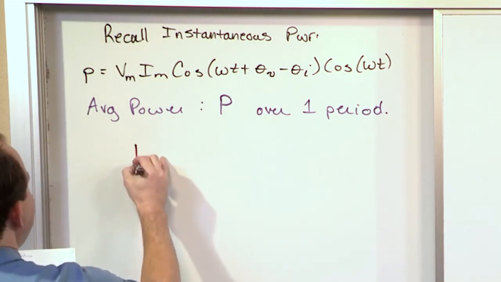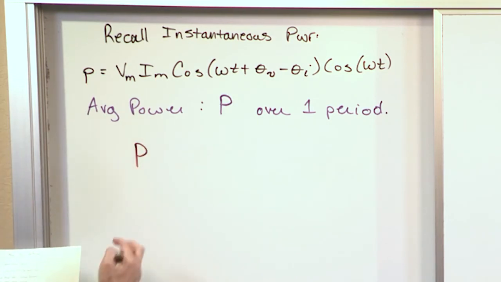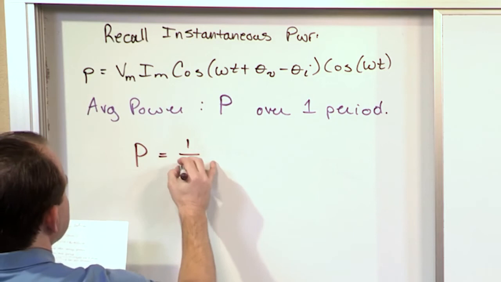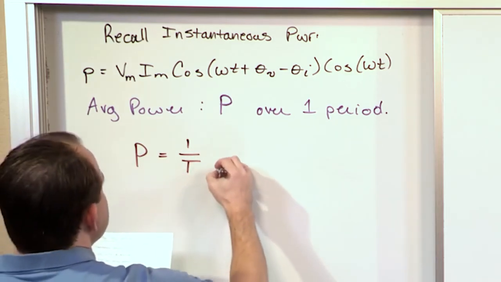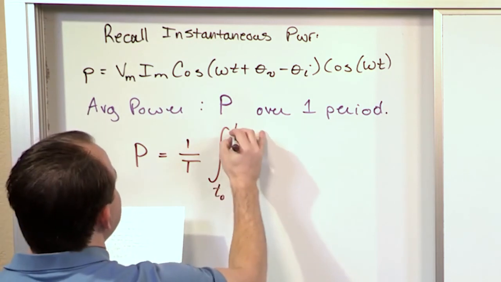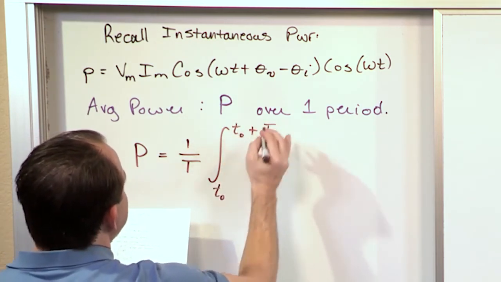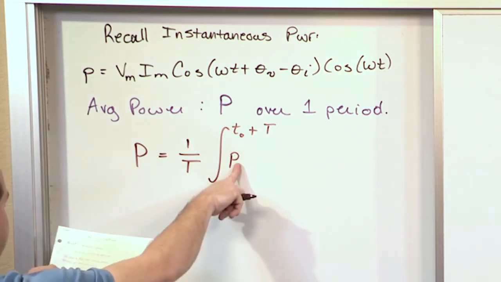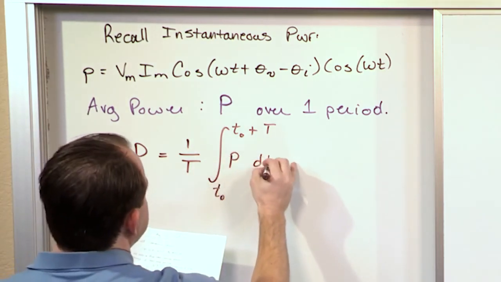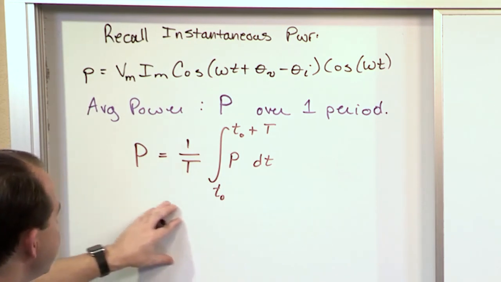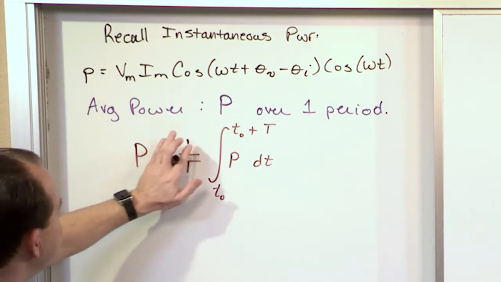So we'll say that capital P, which we're calling the average power, is equal to 1 over T. I'll explain why in a second. Then you're going to integrate from some value t naught to some value t naught plus capital T. And you're integrating the instantaneous little p dt, okay? This is the equation that basically calculates average power. So forget about this for a second.